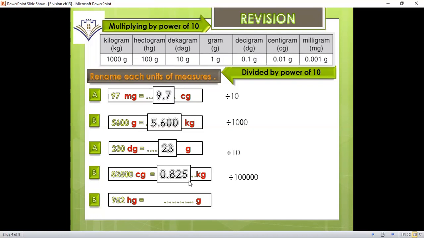952 hectogram equals dots gram. From hectogram to gram, multiply by how many places? 1, 2. Multiply 10, multiply 10. Both, multiply by 100. Then 952 multiply 100 equals 95,200.